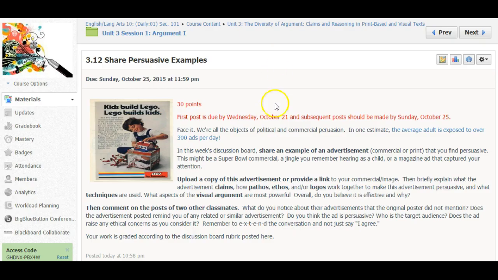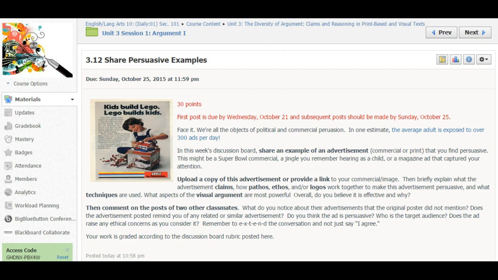Then you'll be sharing on our discussion board some persuasive examples that could be commercials you find on YouTube or physical image persuasion you find, but things that are relating to advertising and the whole commercial culture that we have. That will be our discussion.